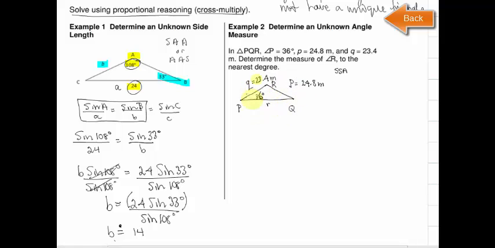For this particular one, you're only going to have one. We'll come back to it later and we'll explain why you only have one, but for now, just know that you have one answer. And the other thing that you know about this, and the reason why you can use a sine law, is because you have angle P and its opposite side, which is side P.